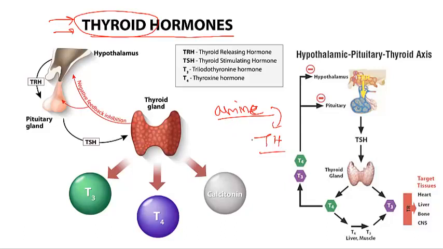And there are also parafollicular cells. They produce a hormone known as calcitonin. So if you look, this is the thyroid gland, and we saw earlier the location of the thyroid gland, it is near the voice box.